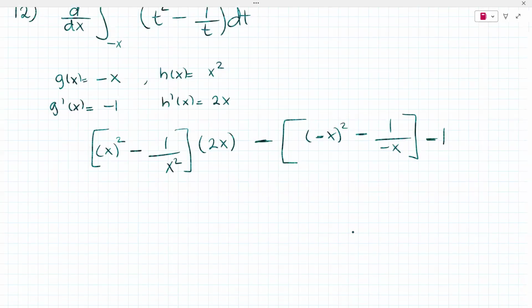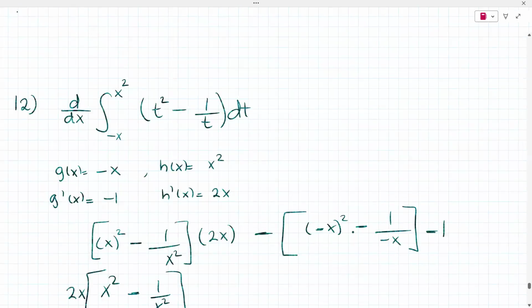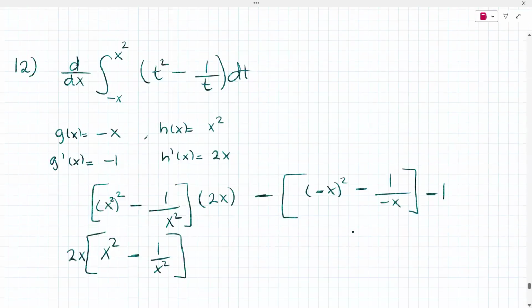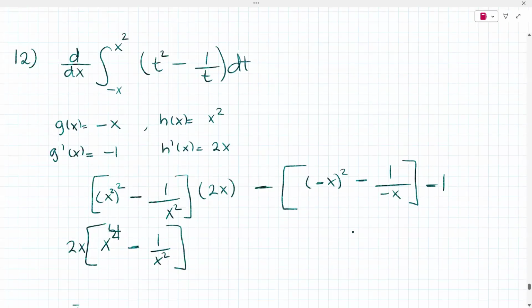Okay, clean this up a bit. So x squared is x squared minus 1 over x squared, and then we have to times it by 2x. Whoops, what mistake did I do? This is x squared raised to the second power, right? Because h of x is x squared, and we have to square that. So this is actually going to be x^4.